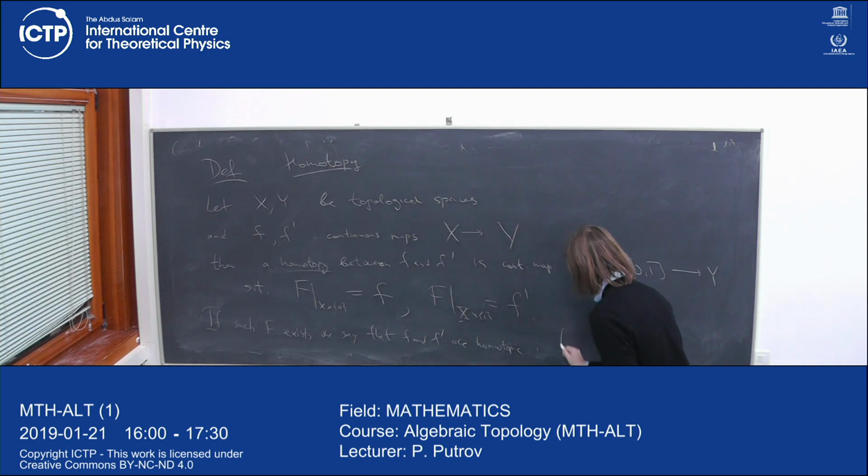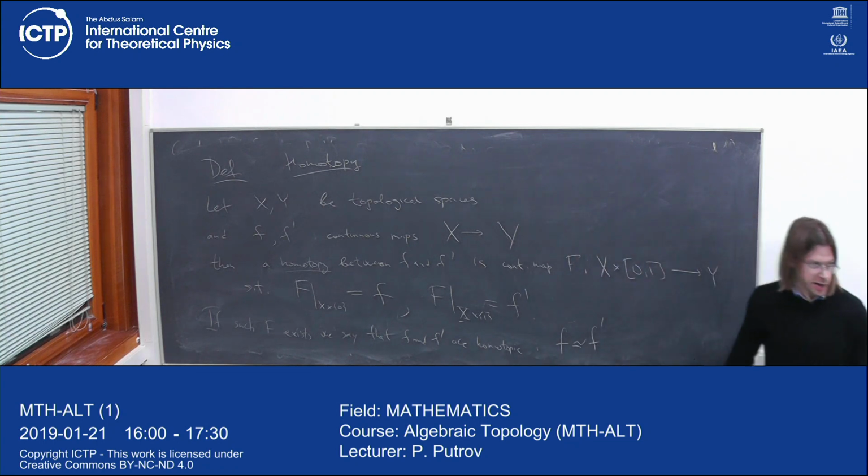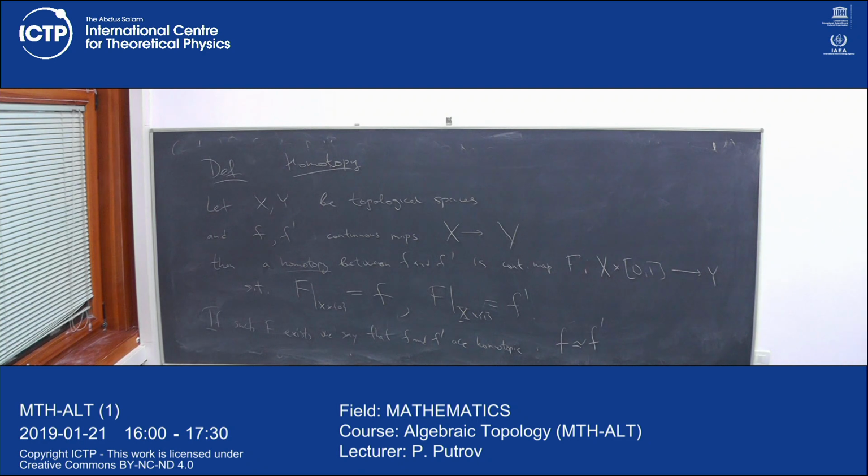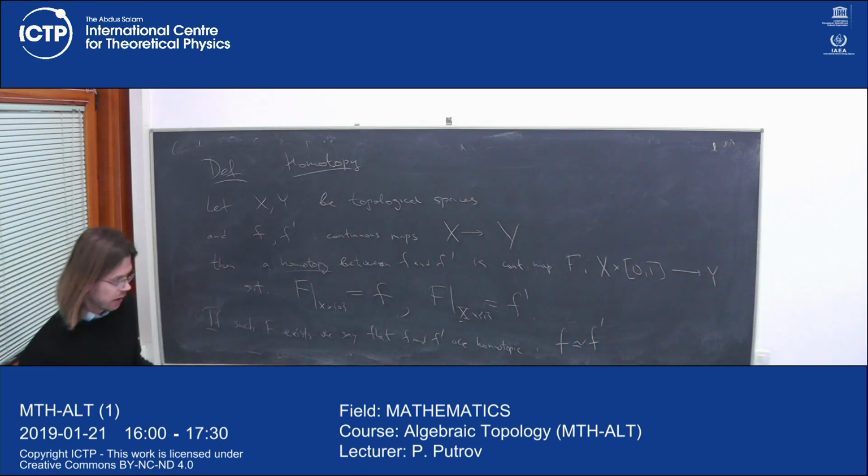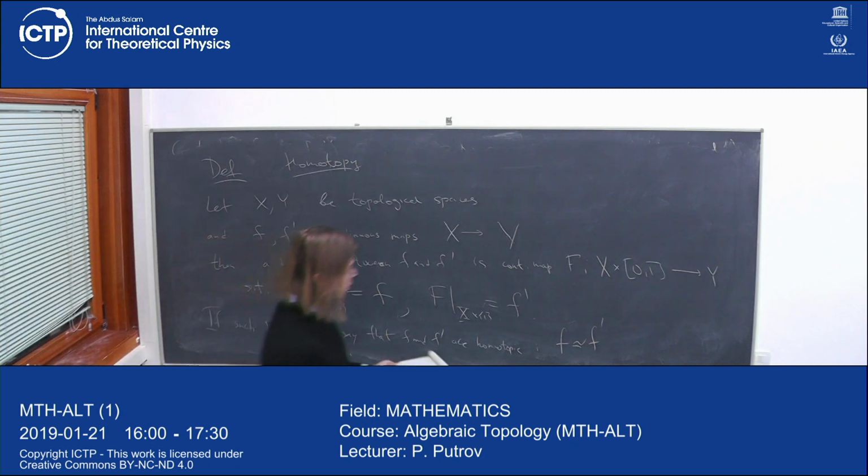we say that f and f prime are homotopic. And we will use a sign to say that the two functions are homotopic. Questions? So let me give you a very simple example.